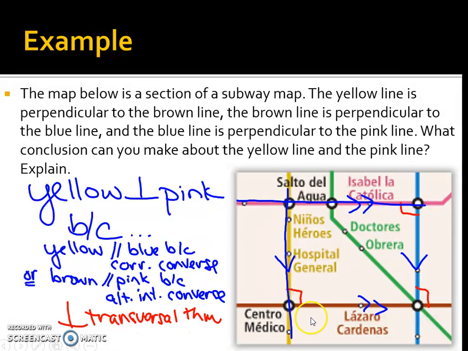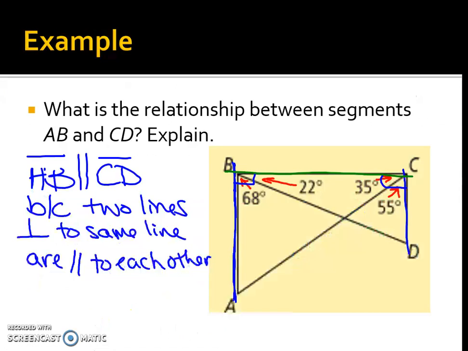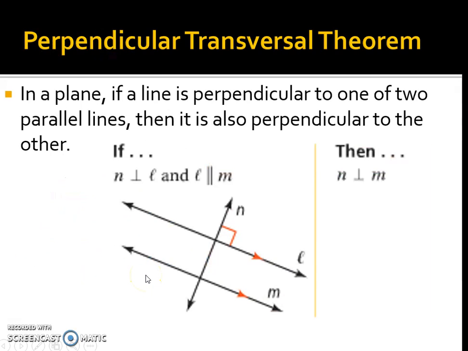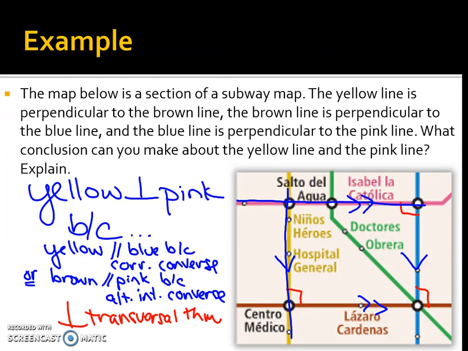Or you can use the perpendicular transversal theorem, which is right here. In a plane, if a line is perpendicular to one of two parallel lines, then it is also perpendicular to the other. So you can actually apply this theorem to prove that the yellow and the pink are perpendicular. This is parallel, this is parallel. So you can actually use any of these reasonings, theorems and proofs to say that the yellow and the pink line are perpendicular to each other.